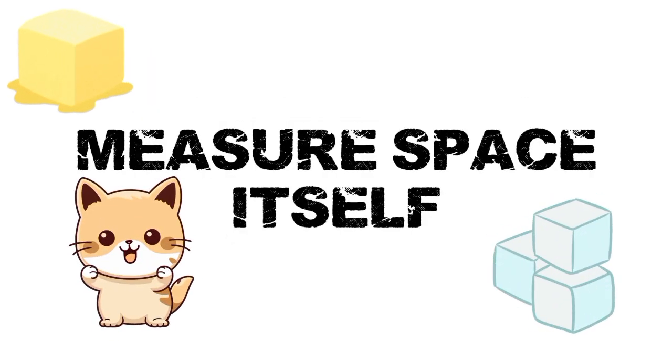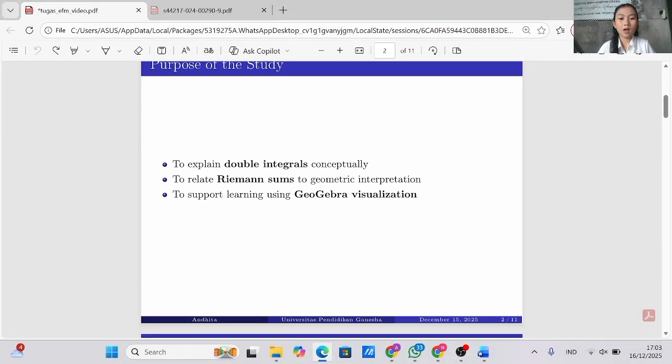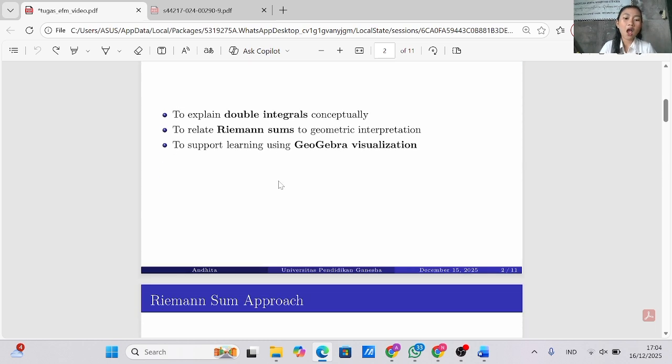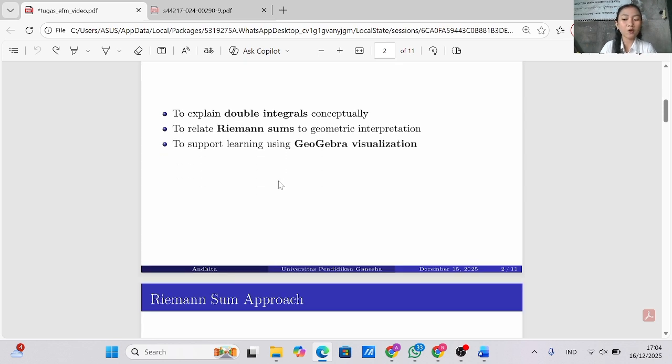Let's explore how mathematics helps us measure space itself. Okay, let's start with the purpose of this study. The first goal is to explain the concept of double integral in a conceptual way, not only through formula. The second purpose is to connect Riemann sum with their geometric meaning, so we can actually see what is happening behind the calculation. And finally, this study shows how GeoGebra can support learning, because visualization helps us understand ideas more easily.